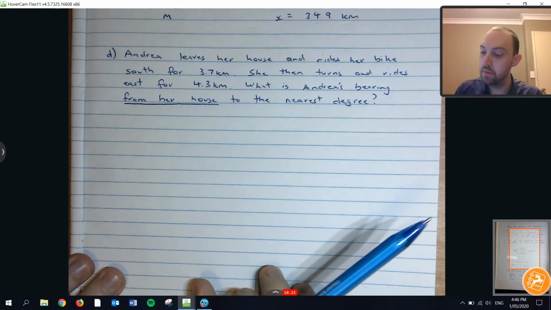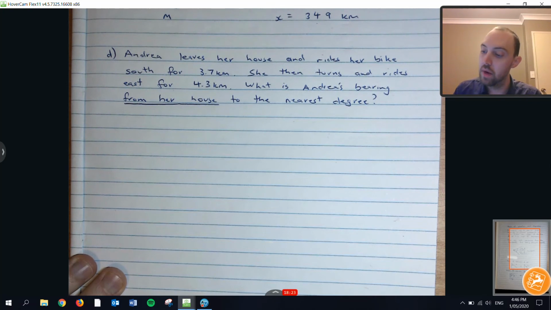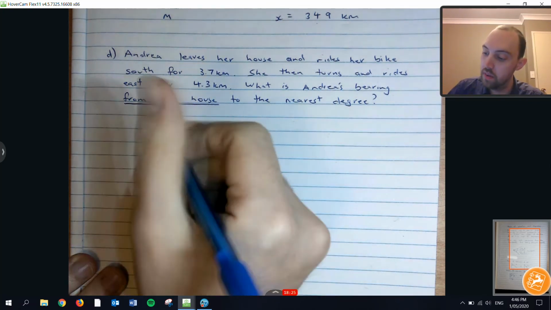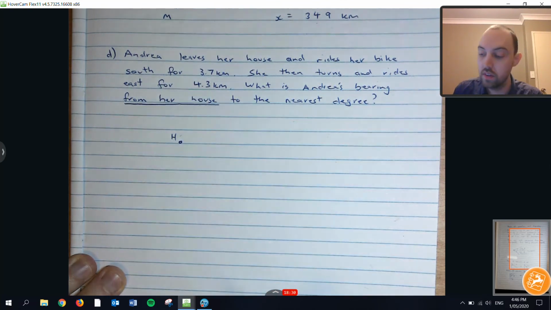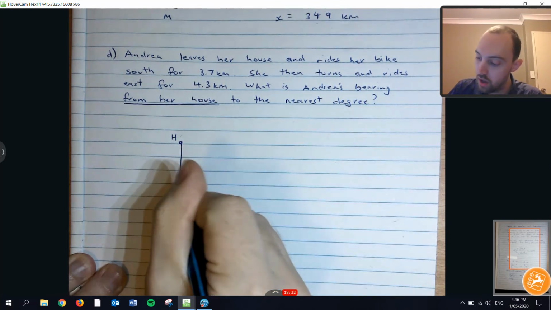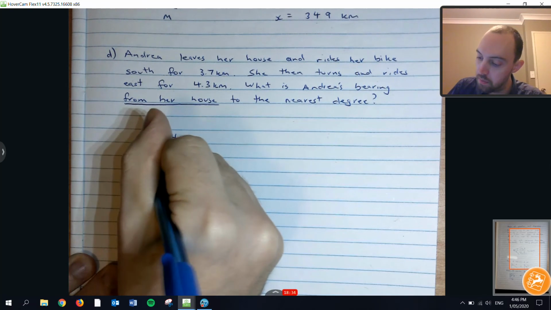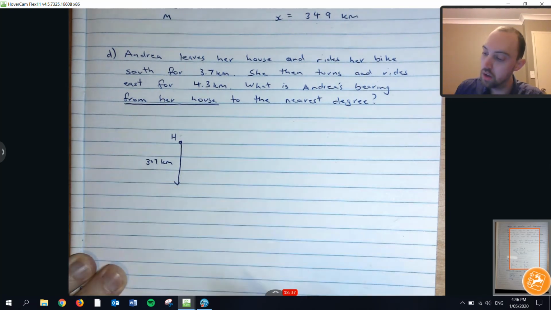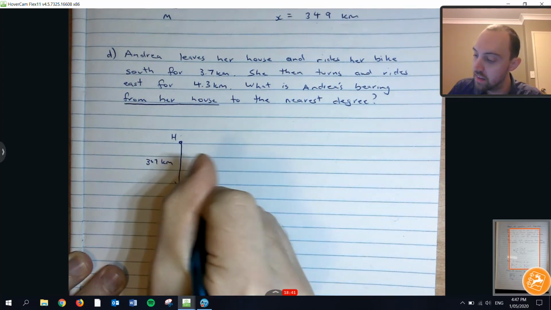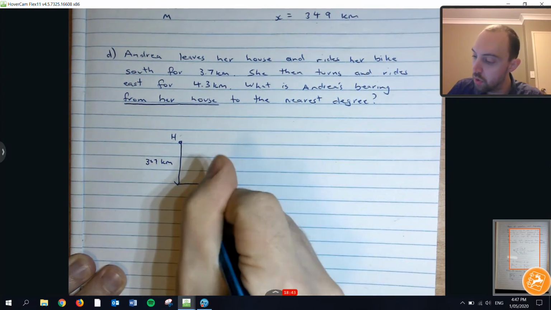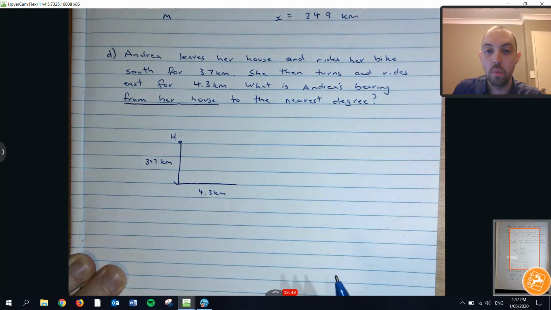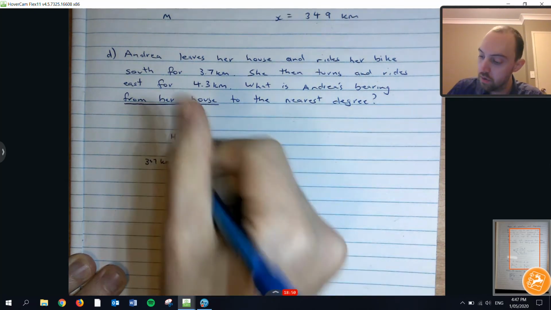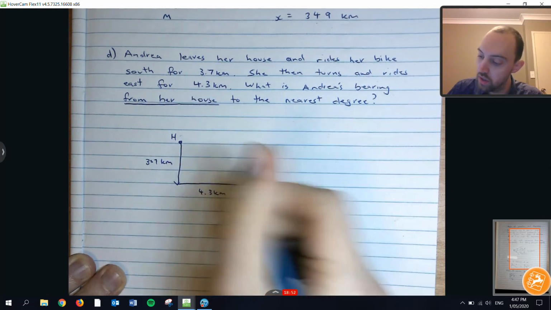So, last one. Andrea leaves her house and rides her bike south for 3.7 kilometers. So here is where her house is, and she travels south for 3.7 kilometers. Then she turns and rides directly east for 4.3 kilometers. What is Andrea's bearing from her house to the nearest degree?